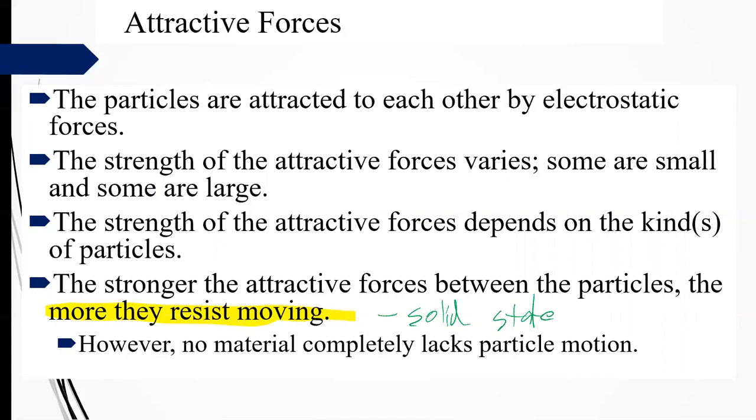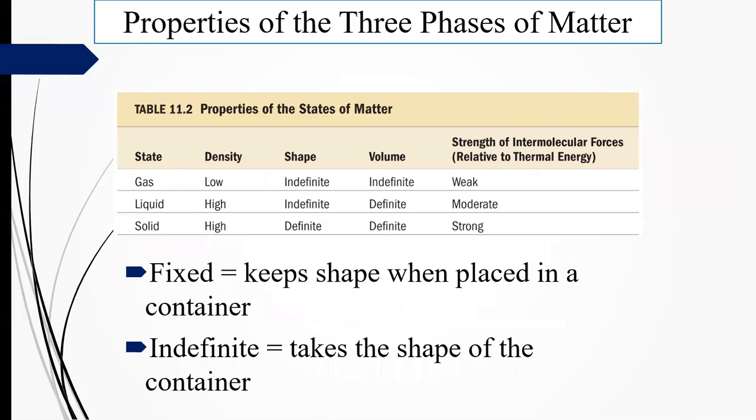The more moderate ones become our liquids because they can kind of move, but they can't just move freely. And then our gases are our weakest attractions because they can move freely between them. So that's how our states are related to our intermolecular forces. It's about their freedom to move or not. The weaker their force, the more they can move around, the more they are like a gas. The stronger their force, the more they're going to be like a solid.